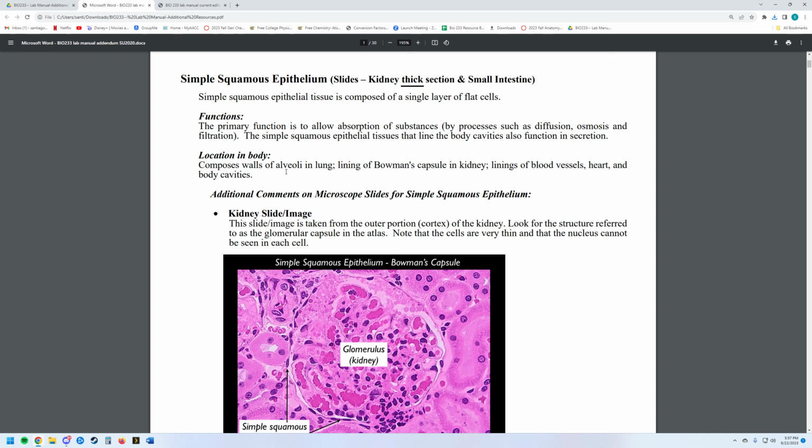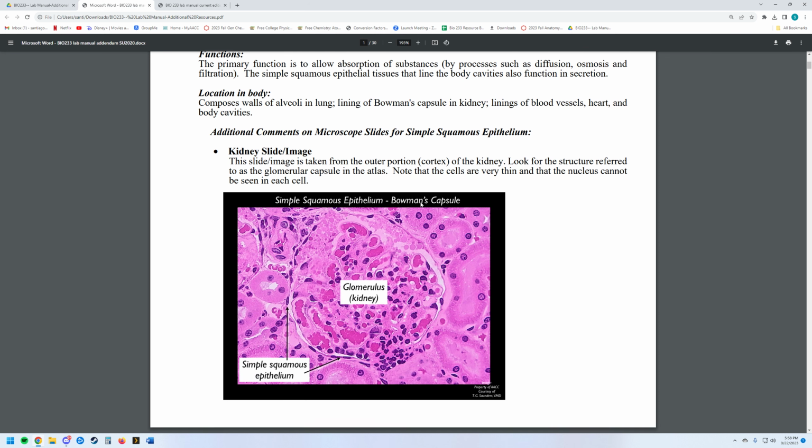Other parts of the body where it's found: the alveoli in the lungs, which are oxygen and carbon dioxide transmitters, I think. Bowman's capsule in the kidney, the lining of blood vessels, the heart, and body cavities. So it's taken from the outer portion, the cortex of the kidney. Look for the structure referred to as glomerulus capsules in the atlas. Note that cells are very thin and that the nucleus cannot be seen in each cell.